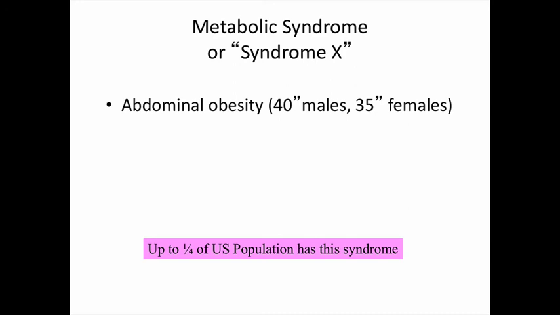So metabolic syndrome, this is not a disease, right? It's a syndrome. So it's like a constellation of symptoms. And what we see with metabolic syndrome is obesity. Not all these criteria have to be met, but this one has to be met: abdominal obesity. And that is defined as a 40-inch girth in males or 35 inches in females.